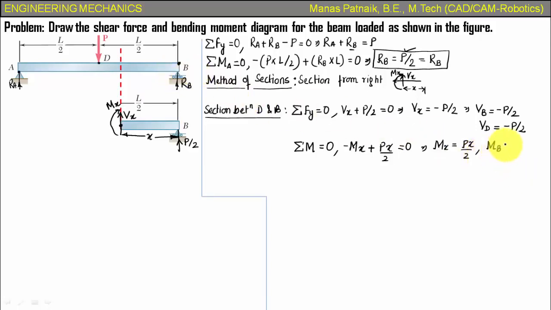Now let's see, we want the value of moment at point B. At point B the value of x is going to be equal to 0. Just think about this, and when you put the value of x is equal to 0 here, so 0 into anything is absolutely 0. Now if you want to find the moment at point D, let's say, D appears to be at a distance of L by 2 from B. That means the value of x has to be put up as L by 2, and when you put that value over here, you're going to get the value of moment at D is equal to PL over 4.